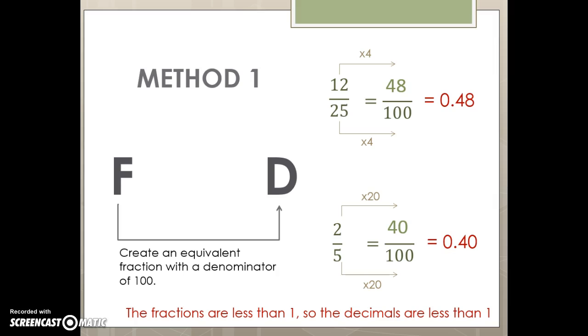So one of the last things I want to show you, just to re-emphasize this before we move on, is that I'm giving you examples here where your fraction is less than the whole number 1. These are small fractions. They are less than 1, so your decimal is going to be less than 1.